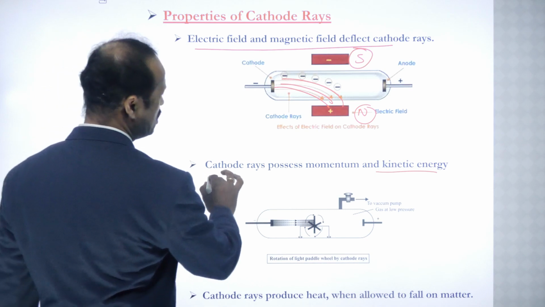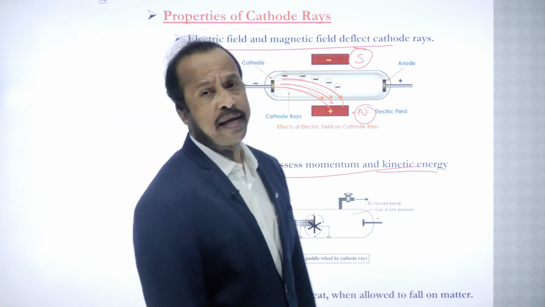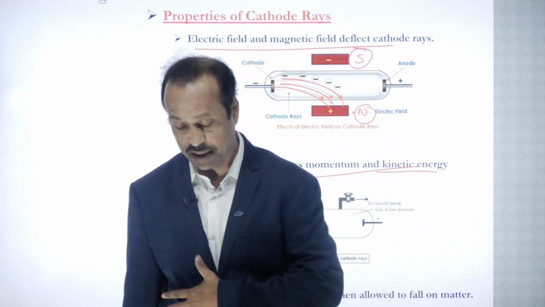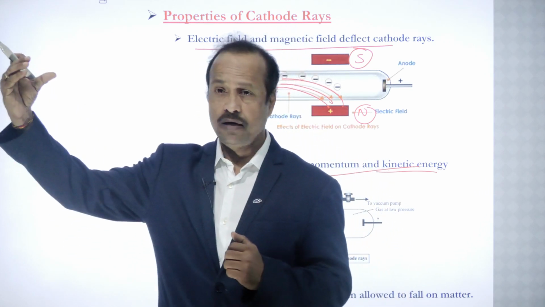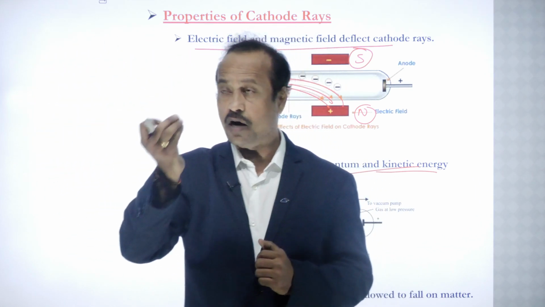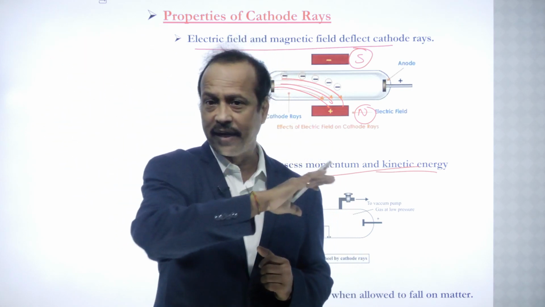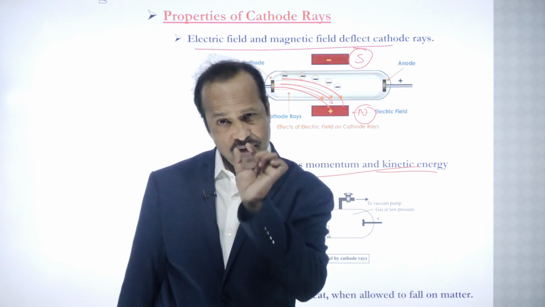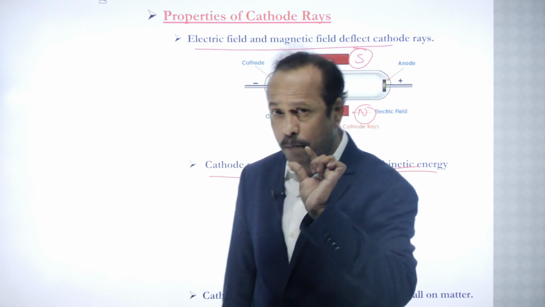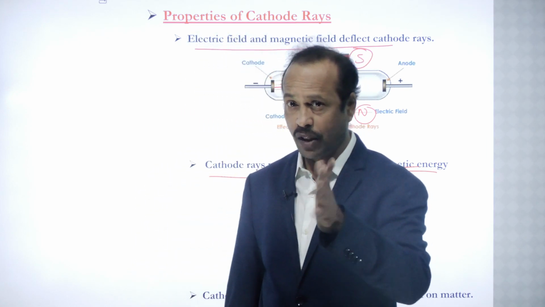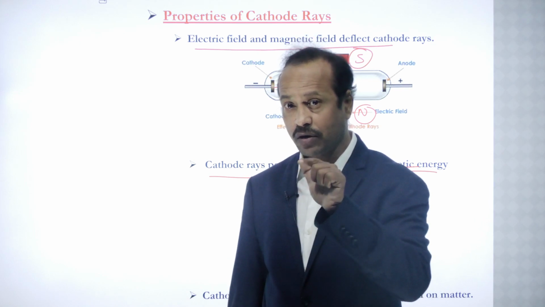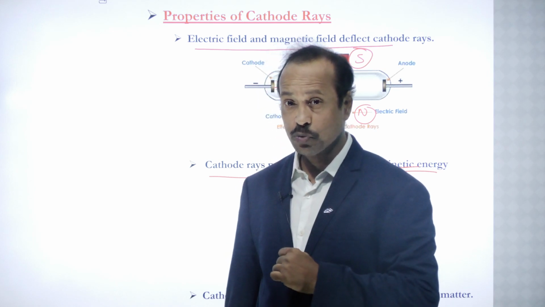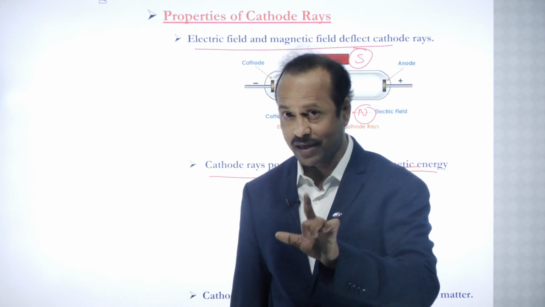Next, cathode rays possess momentum and kinetic energy. This is also an important point. Cathode rays produce mechanical energy. Students, what does mechanical energy mean? For example, in your house there is a light, and these light rays travel in all directions and fall on the walls. If you place a light wheel in the path of the light, does the wheel rotate? No, the wheel cannot rotate. Light rays cannot produce mechanical energy.